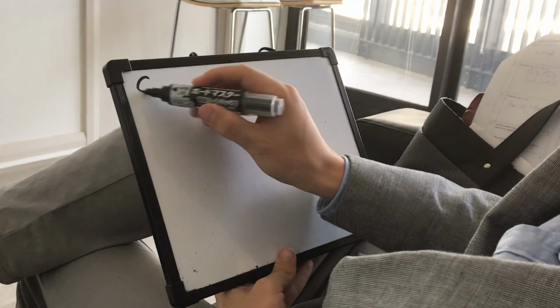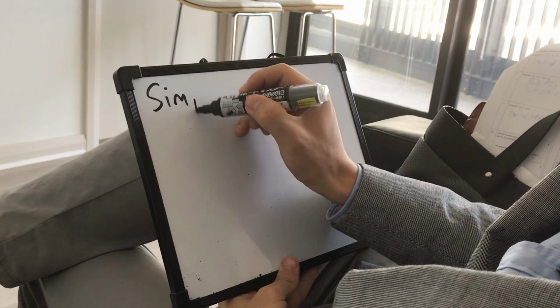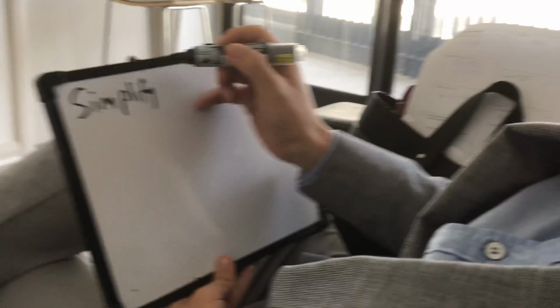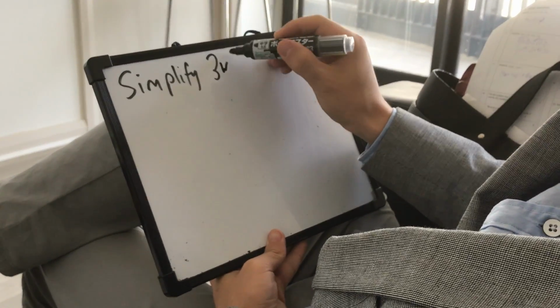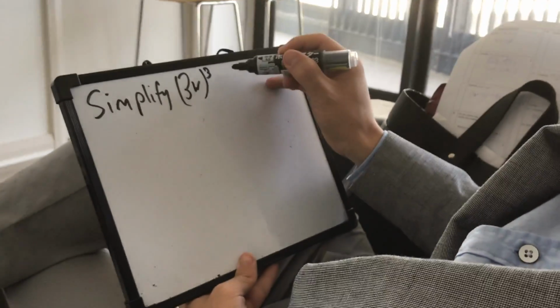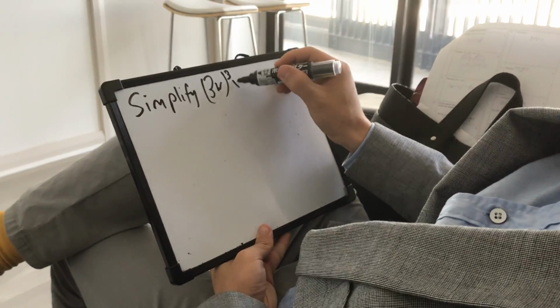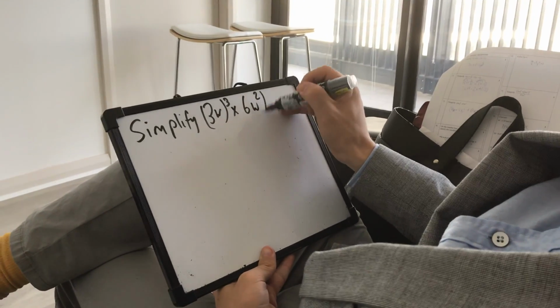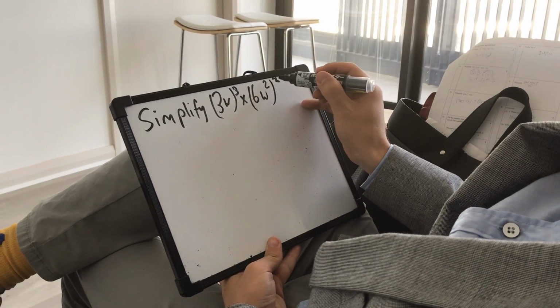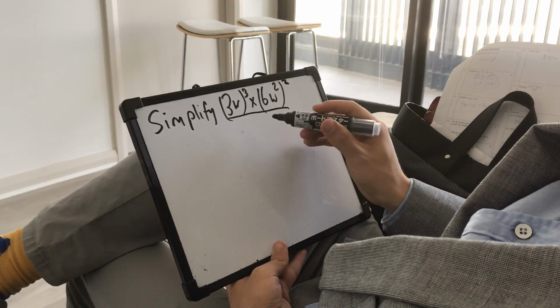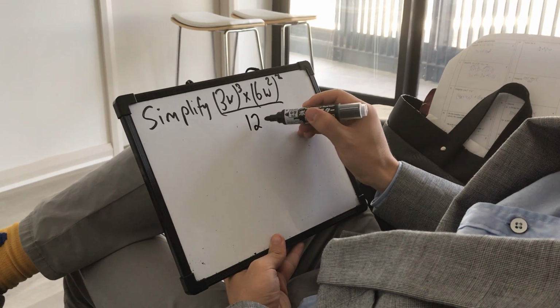Yeah, so the question says simplify 3w cubed times 6w squared, all squared, over 12w to the 7, right?